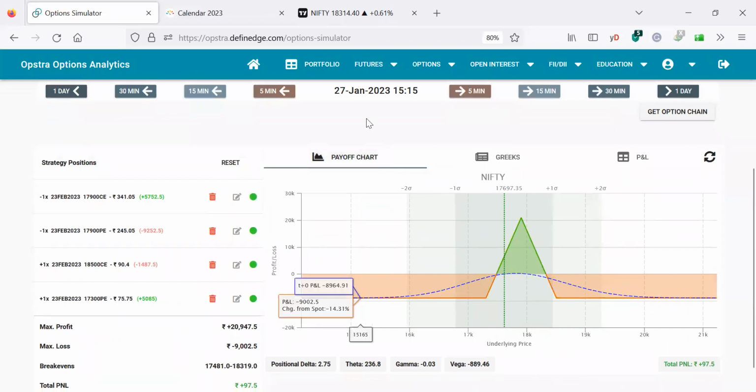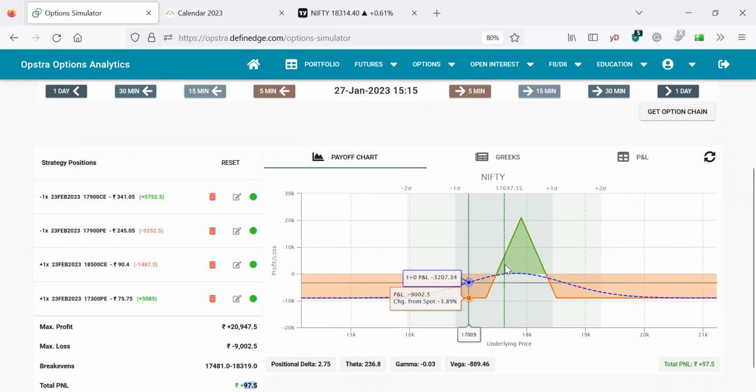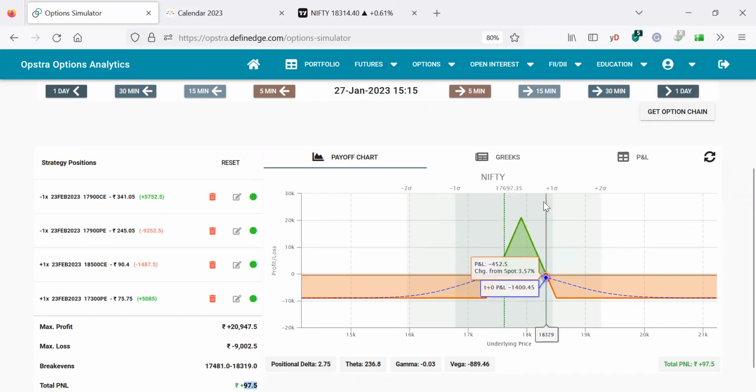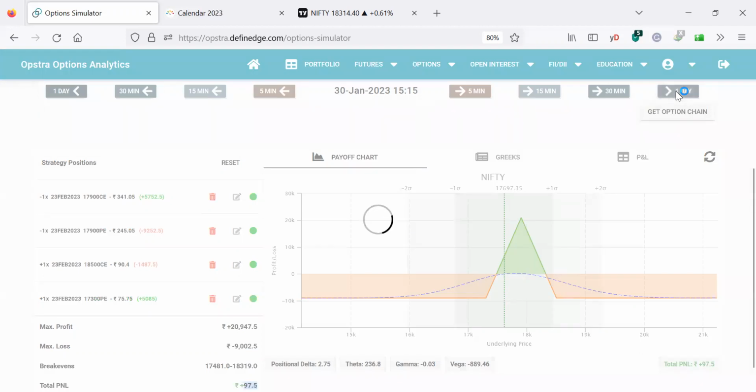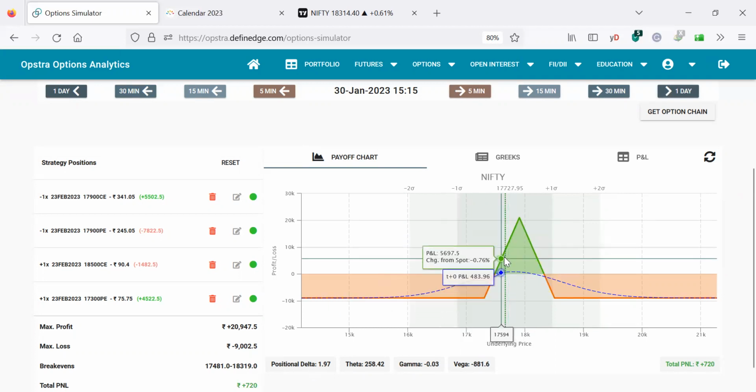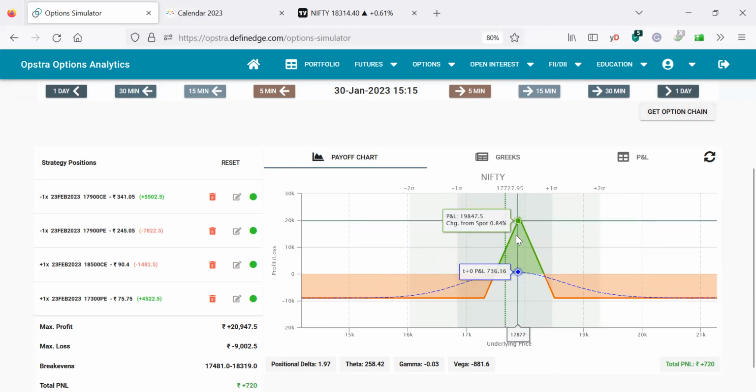Now we can see we have gone 2 days ahead because 26th was a holiday. At 3:15 we can see a profit of 97 rupees based on this. But there is a downside movement of the Nifty. Only when the break evens are going to be crossed, then we have to adjust. In between also we can adjust, but as a beginner let us first understand the basics. Now the next day, it is giving a profit of 720 rupees. It is moving in that area only. It has still not reached the break even point; it is above the break even point.